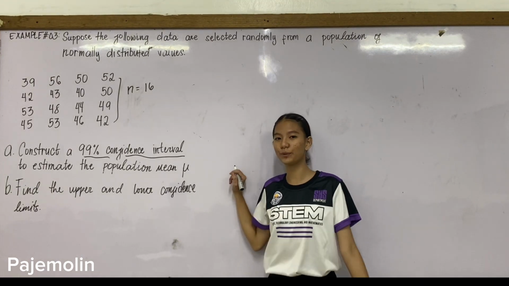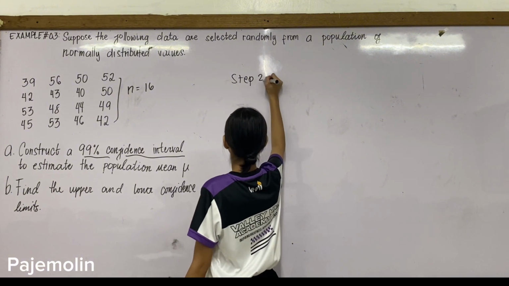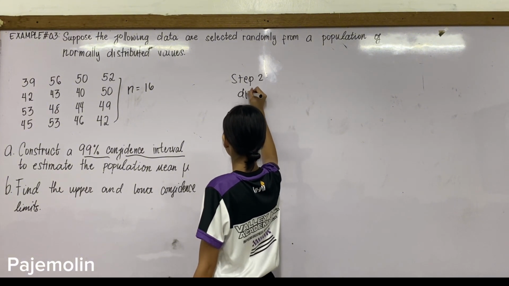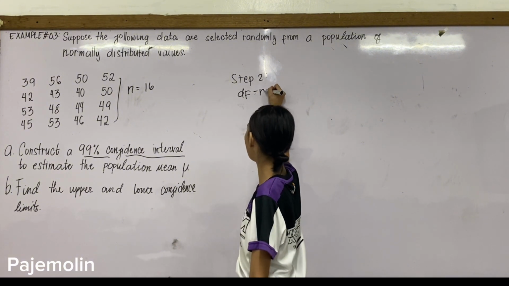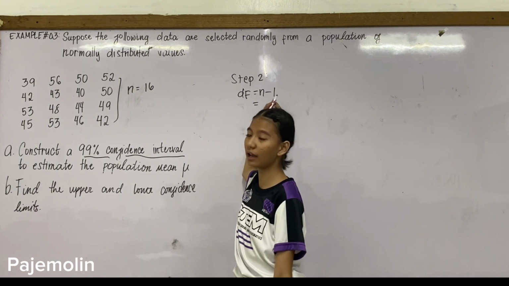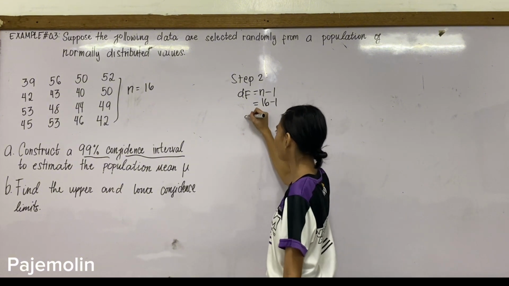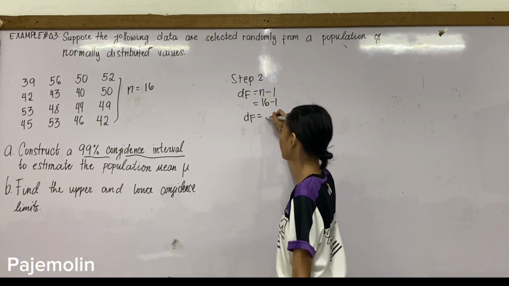So for our step 2, we need to find the degrees of freedom. So df is equal to n minus 1. So we substitute our n, 16, subtracted by 1. So our df is equal to 15.